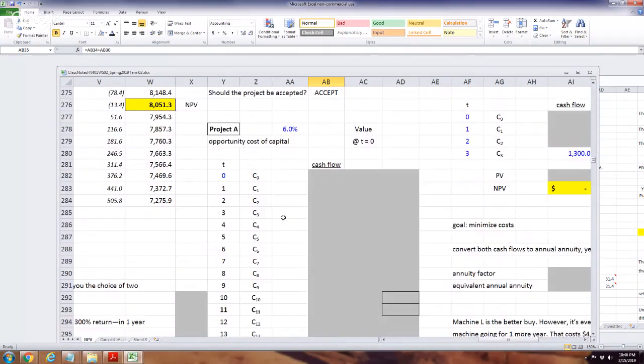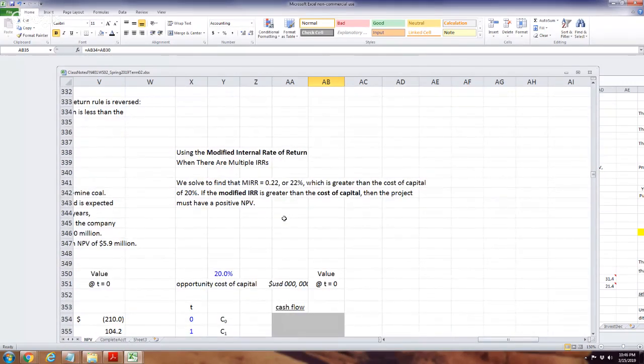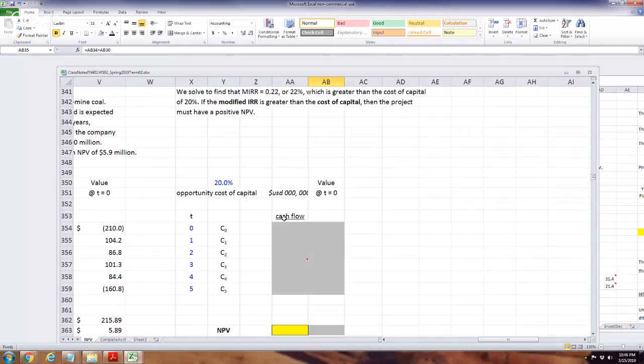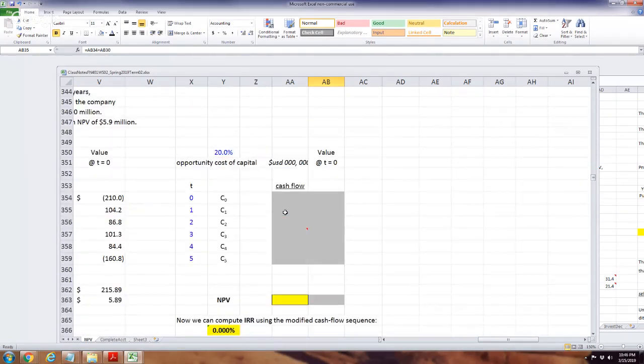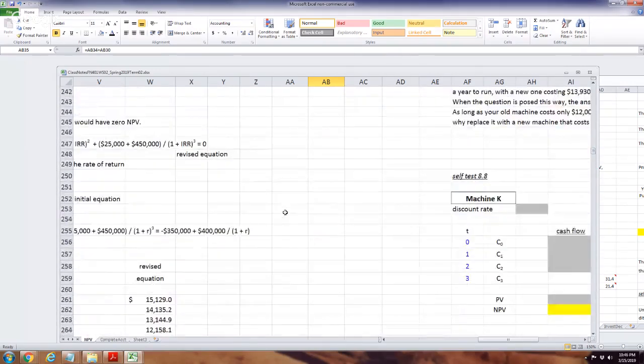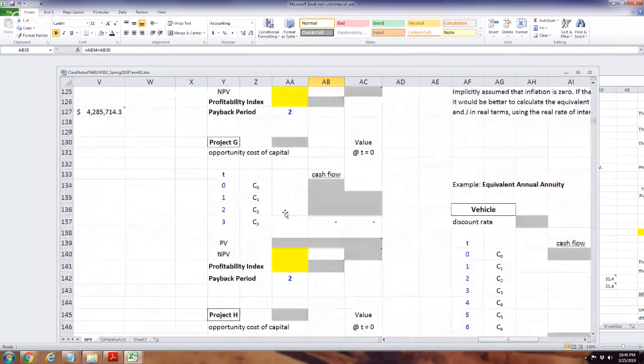We have self-test 8.6 that we're going to deal with. We have the modified, then we have the modified internal rate. We could go to a couple of these modified ones, just to take up the time in this video. We could do that if we wish.